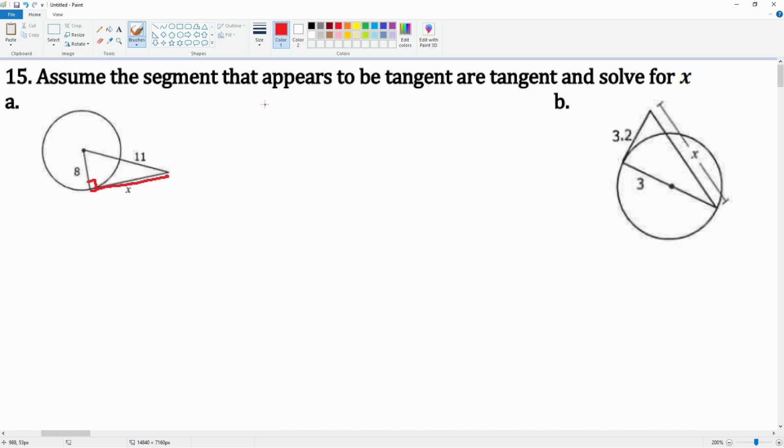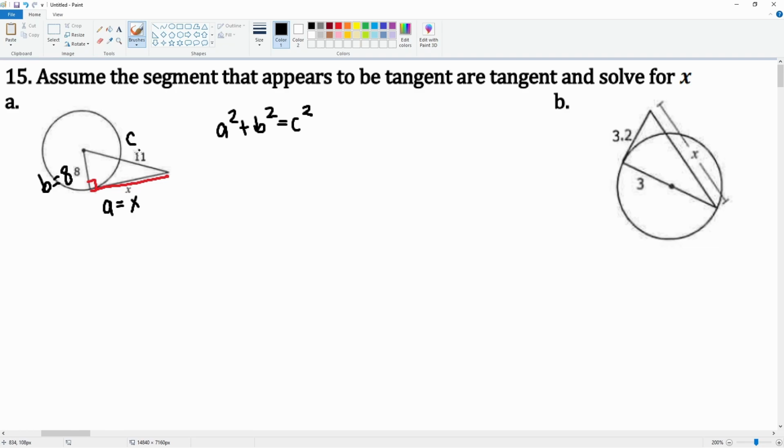So this is a 90-degree intersection. Therefore, the Pythagorean theorem should work. Therefore, we can set up a squared plus b squared is equal to c squared. All right, so A is equal to x. We have B is equal to 8.